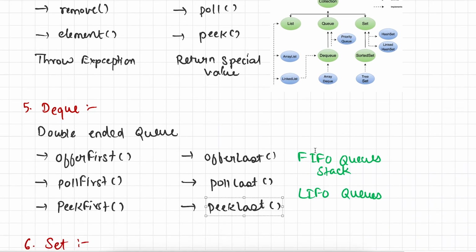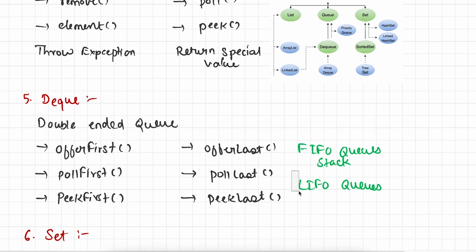Now the cool thing about Deque is we can use Deque as a FIFO queue, meaning the element that comes first will be removed first: first in, first out. And we can also use Deque as a LIFO queue. And what happens in LIFO? The elements that come last will be processed first.